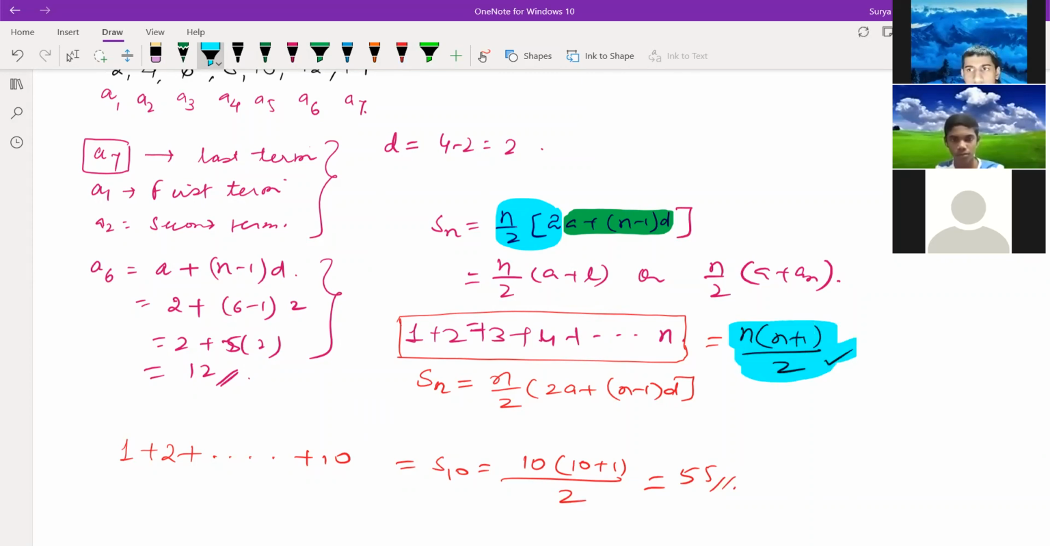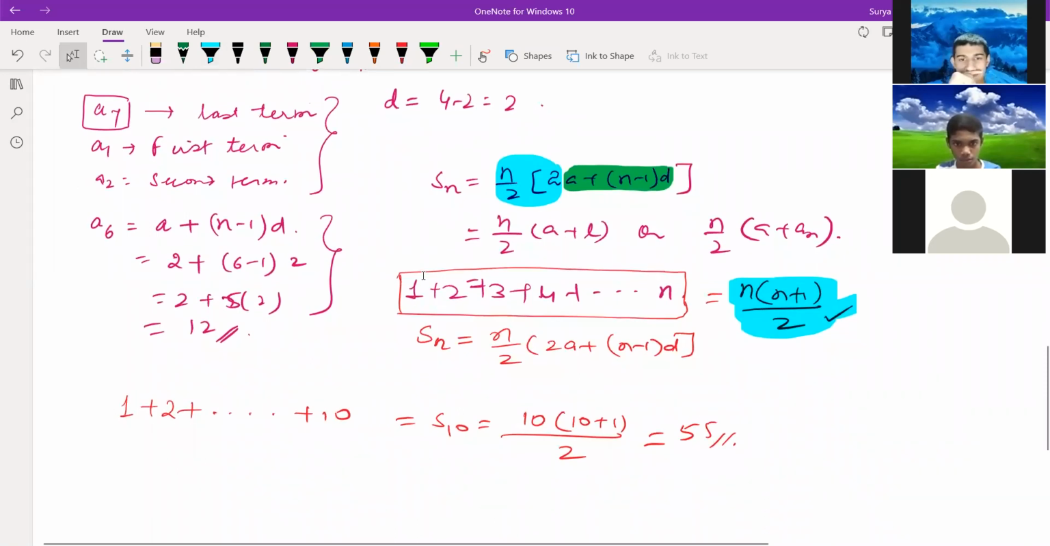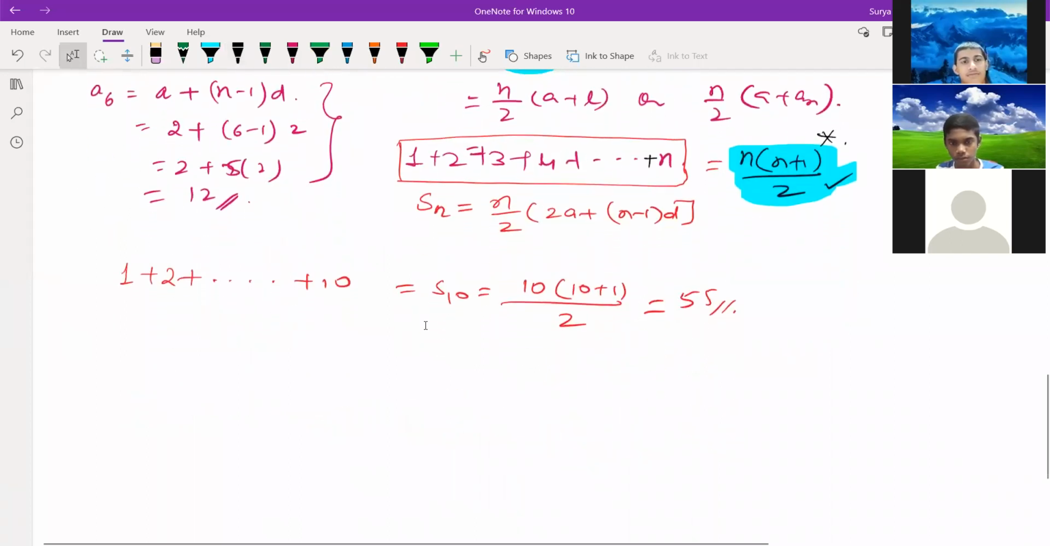No, that's why I should check. Okay, fine. I was checking by putting the values. Answer will come the same only. It's coming, sir. 2 plus (n minus 1) into 1. Then it will be n by 2 into (2 plus n minus 1). So n plus 1. Yeah, correct only. Correct only, right?